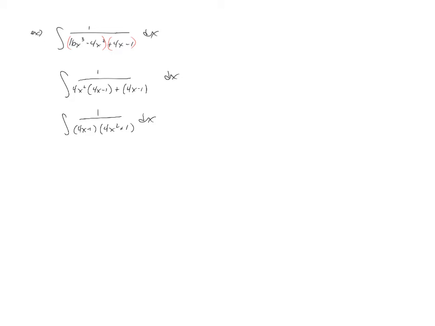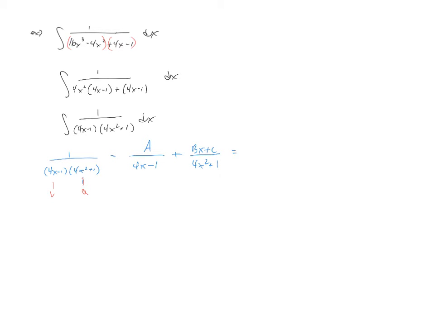Now moving forward with the decomposition process, since it's factored completely, and I've got these two factors, I'm going to have two things added together. I'll have my 4x minus 1 on the bottom here and a 4x squared plus 1 here. Now this comes from a linear factor, so we'll have our A on top, but this one comes from a quadratic factor. Therefore, we need to have a linear function on top of it. So that's going to be a Bx plus C.